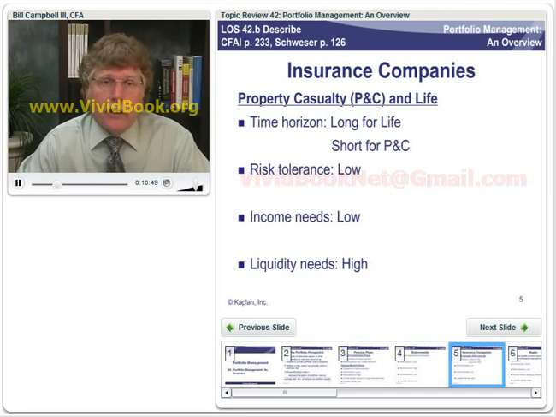Their liquidity needs, on the other hand, can be very high, higher for property and casualty than for life insurance companies. They have to have highly liquid securities so that if they have to make a payout on a claim, they can convert those to cash easily and make those payouts.